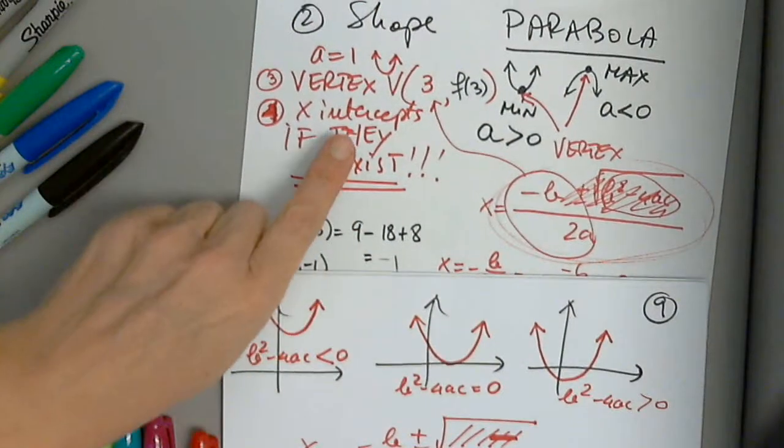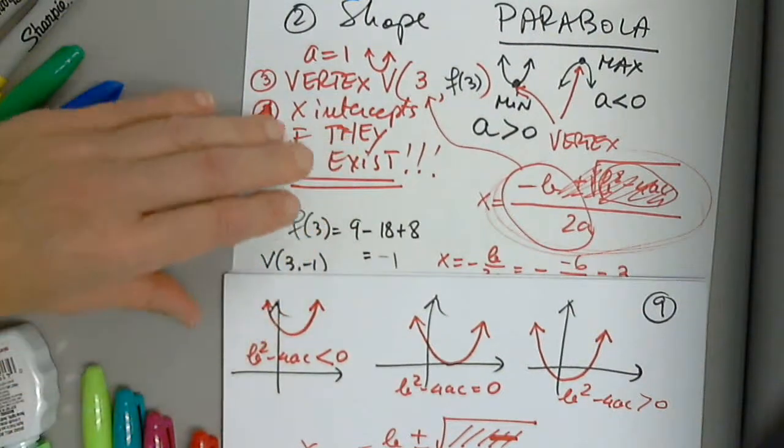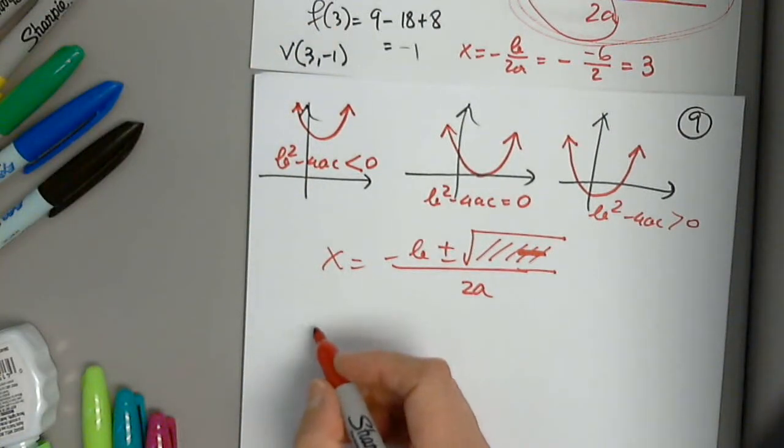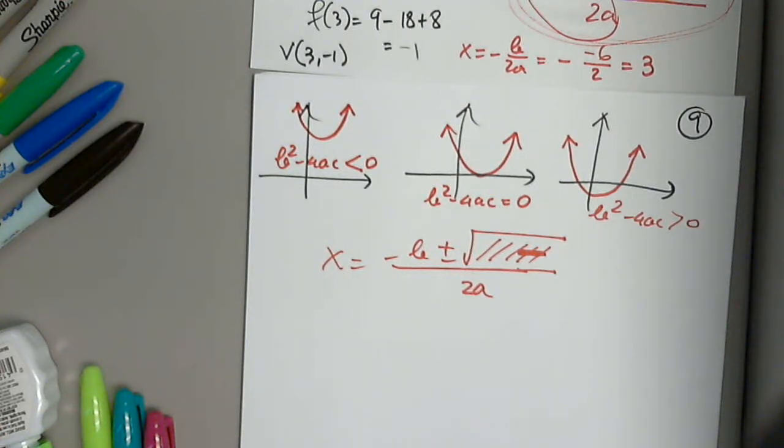Okay, so the x-intercepts exist. How do I determine them? For any function, in the distinct case, how do we determine the x-intercepts? For any function, what do I have to write?